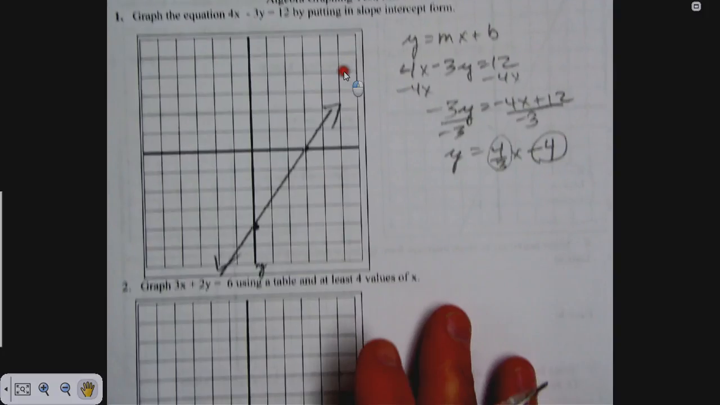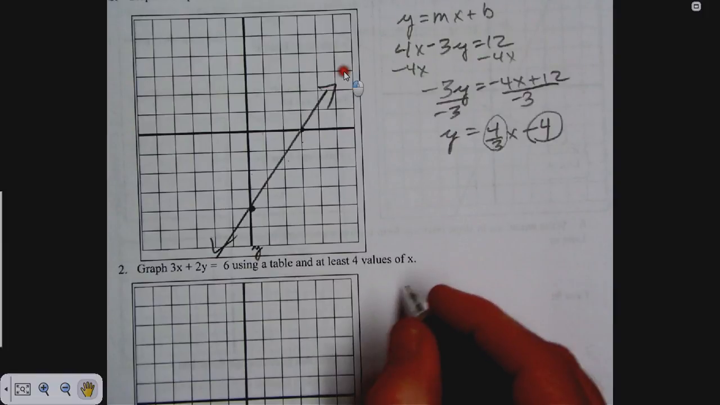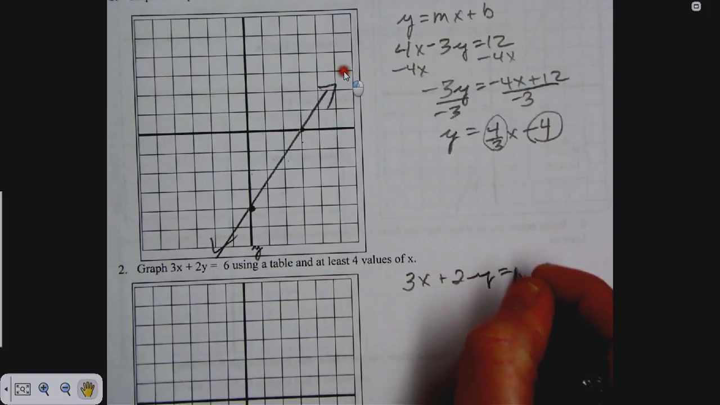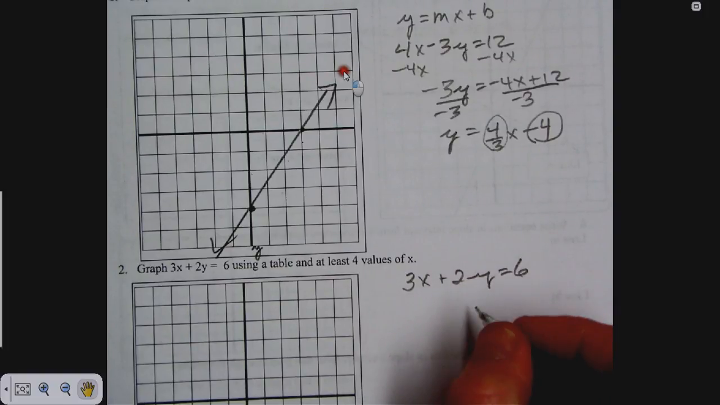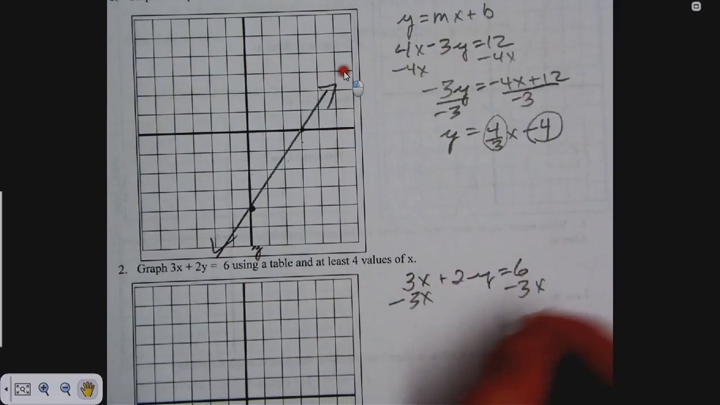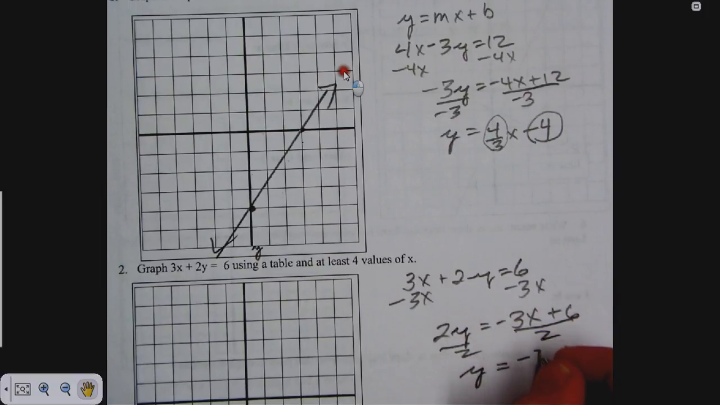The next one is using a table, at least 4 values of x. I'm going to solve this first for y. This makes it a lot easier to do a table. So I'm going to subtract 3x from both sides. I get 2y equals negative 3x plus 6. Divide each side by 2. And I get y equals negative 3 halves x plus 3.